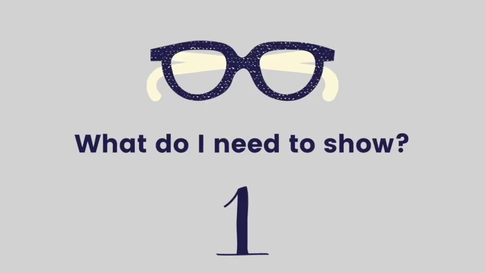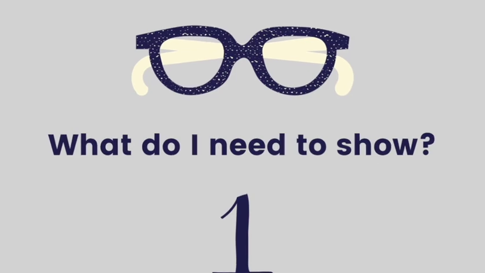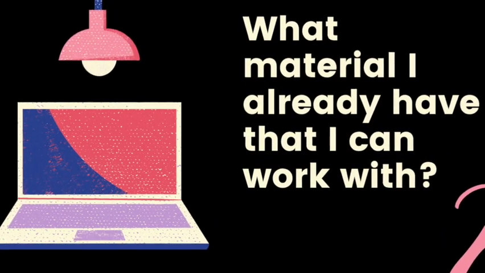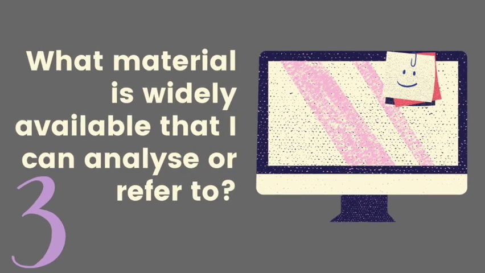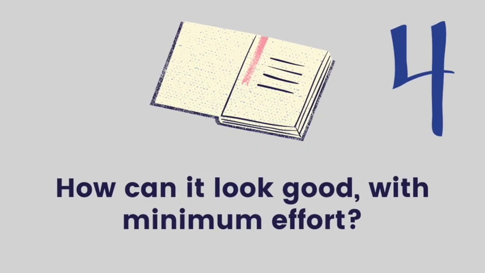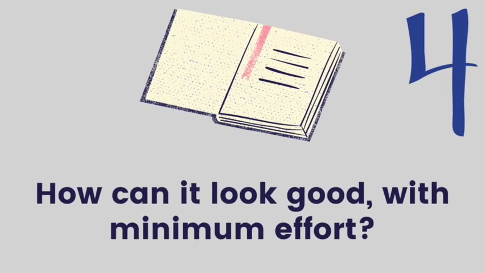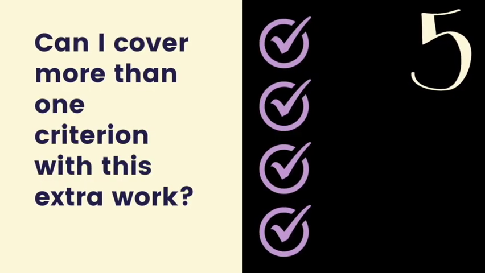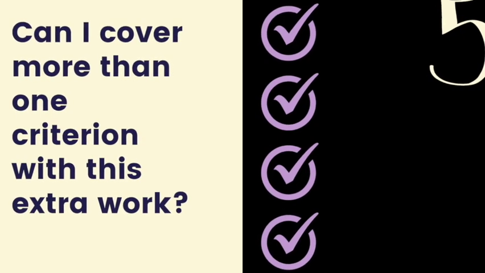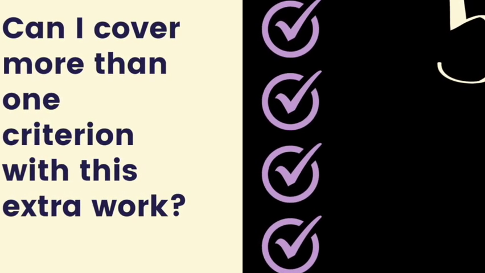So the framework is asking yourself these 5 questions. First, what do I need to show? Second, what material do I already have that I can work with? Third, what material is widely available that I can analyze or refer to? 4, how can it look good with minimum effort? And a bonus question, can I cover more than one criterion with this extra work? 2 or multiple birds with one stone. Let's illustrate this in an actual example.